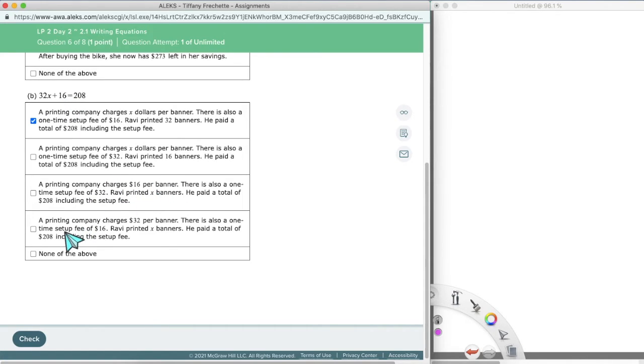A printing company charges $32 per banner. Okay, that's fine. $32 per banner. They haven't told us yet in the sentence that X is going to be the banners, but they will. There's also a one-time setup fee of $16. Okay, that's the one-time $16 add-on. And Ravi printed X banners. So this is the same as the first one, but they flip-flopped the money and the banners. But that's perfectly fine because we still have a total of 208.